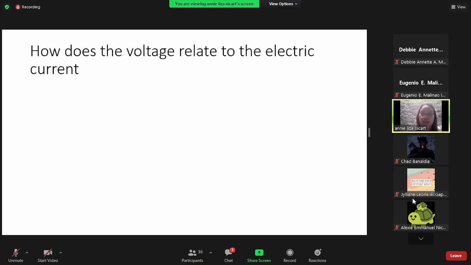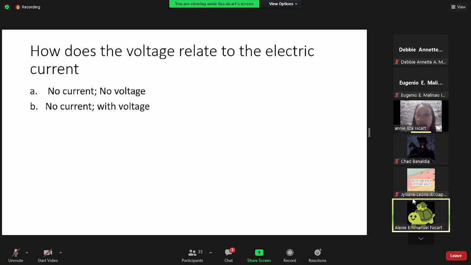Ibig sabihin, kapag walang current, it means na walang voltage. Okay? So para magkaroon ng electric current, kailangan ng voltage. Okay, so pwede rin ba na no current pero may voltage? Walang current pero may voltage. Is it possible? B is possible. Okay. How?